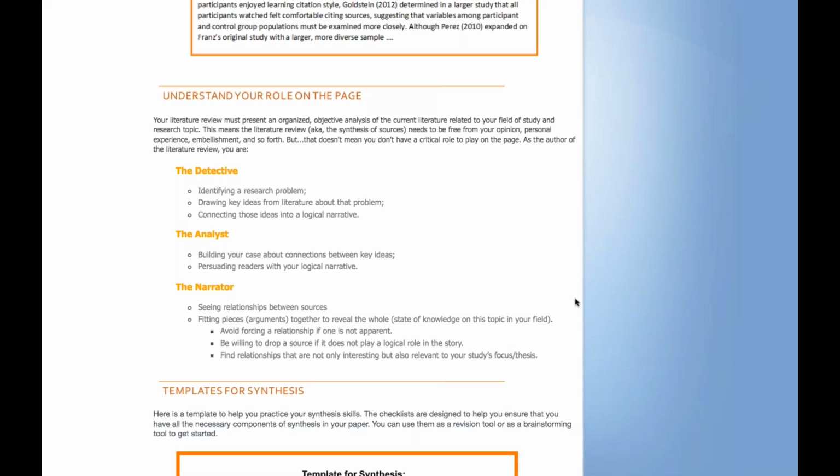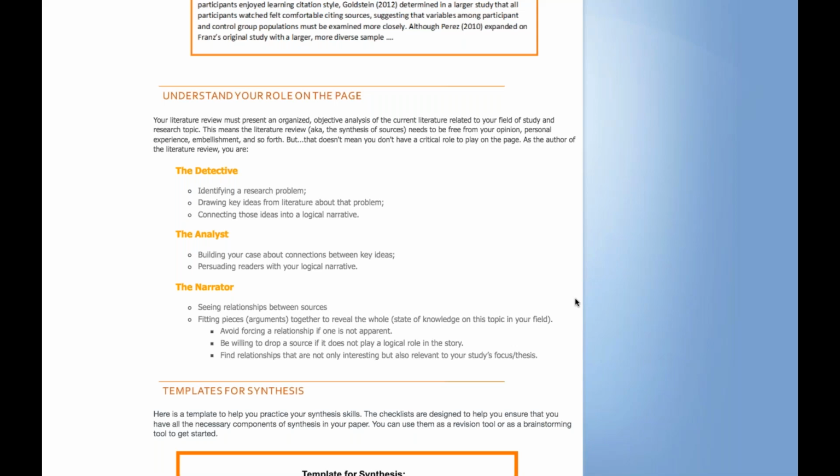Or are you the analyst? Are you building your case about connections between key ideas? Are you persuading your readers with your logical narrative? In other words, are you using an analysis of others' ideas to prove your own argument?